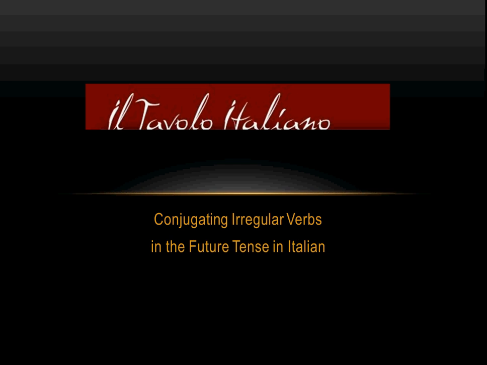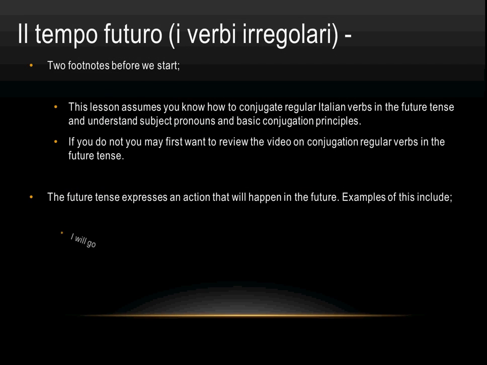Today we'll be talking about conjugating irregular verbs in the future tense in Italian. Real quick, 2 footnotes before we start. This lesson assumes that you know how to conjugate regular Italian verbs in the future tense and understand subject pronouns and basic conjugation principles. If you do not, you may first want to review the video on conjugating regular verbs in the future tense.